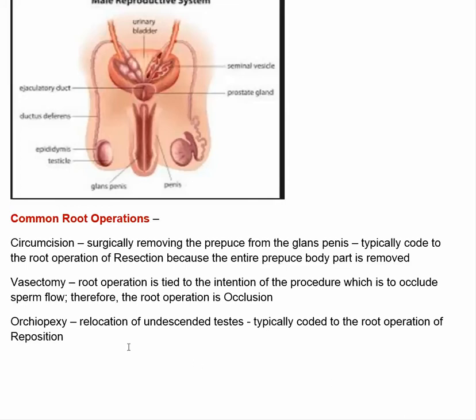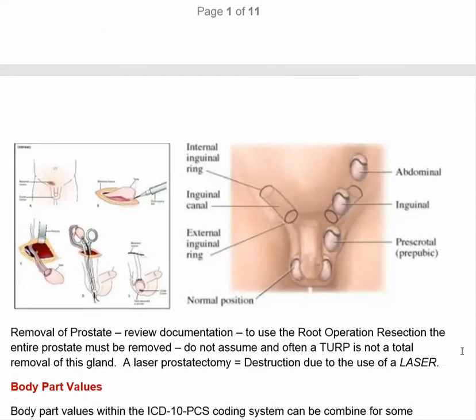The movement of undescended testes is coded to the root operation of reposition because the child typically is born and the testes do not descend in a normal time frame, and the surgeon goes in and moves them. That would be moving something back to its right and correct anatomical position. From a clinical standpoint, there are various locations that these undescended testes can stay in. So, you may see abdominal, inguinal, etc. But again, it doesn't change the root operation because the intention is the same.